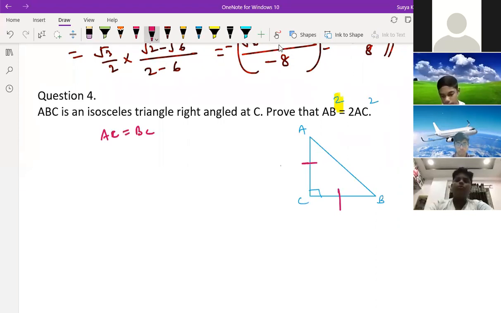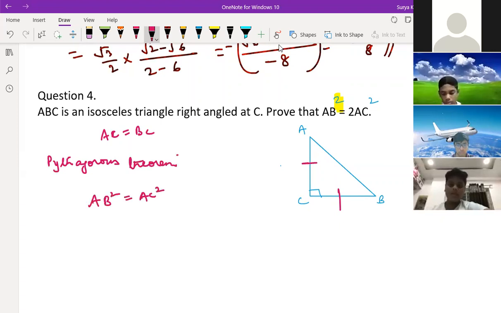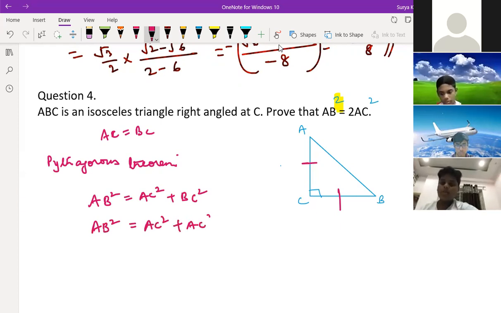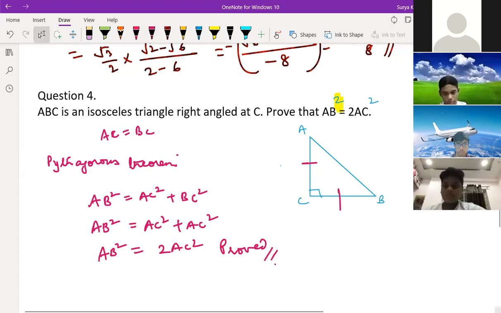So as per Pythagoras theorem, if you apply Pythagoras theorem, we can write it as AB square is equal to AC square plus BC square. This was a very easy question, others. Nothing is there in this. Write AC square plus AC square, and AB square is equal to what? 2AC square. It's clear, others? Yes, sir.